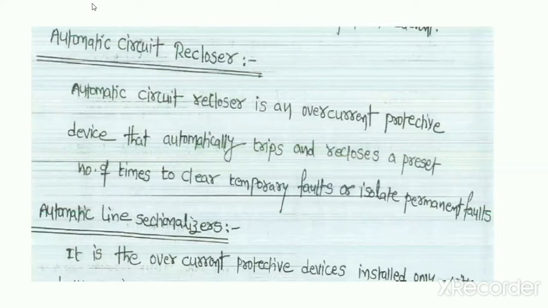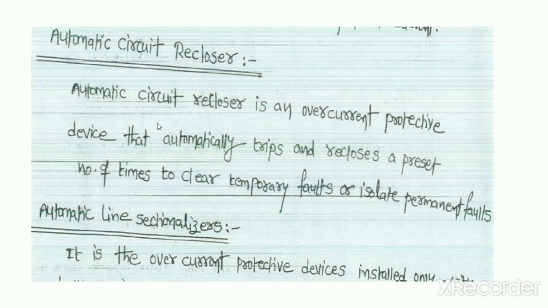Next, what is the next overcurrent protective device? That is the automatic circuit recloser. What is meant by an automatic circuit recloser? It is an overcurrent protective device that automatically trips and recloses a preset number of times.